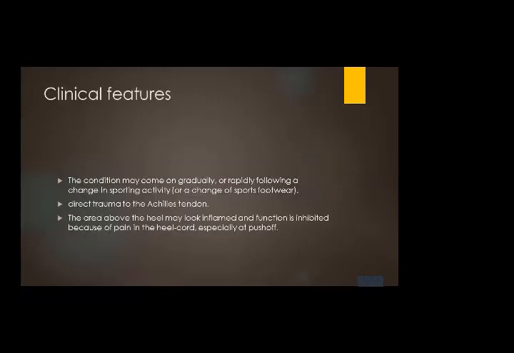So, what can be the features of Achilles tendonitis? The condition may come on gradually or rapidly following a change in sporting activity or change of sports footwear. Direct trauma to the Achilles tendon also causes Achilles tendonitis. The area above the heel may look inflamed and function is inhibited because of the pain in the heel cord, especially at push off or toe off.